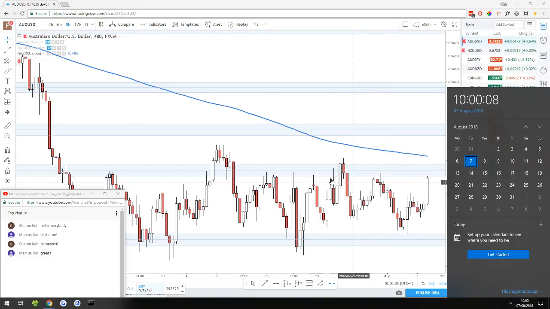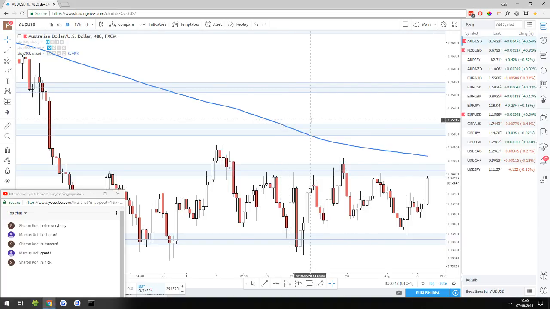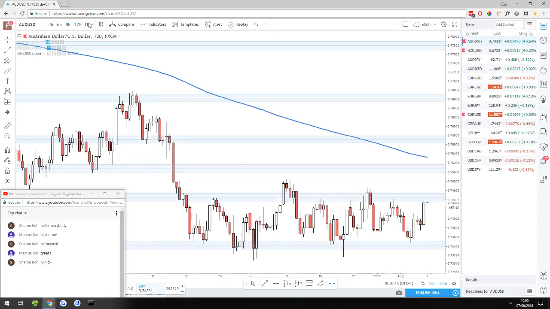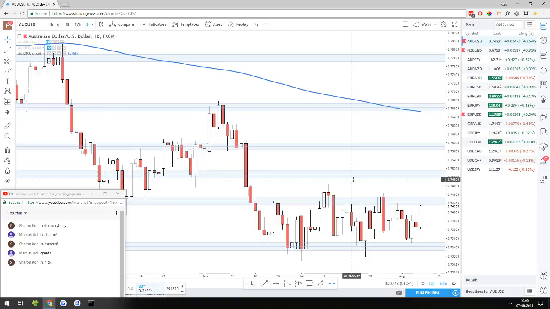Welcome to the analysis. Today is Tuesday, the 7th of August, 2018. Time is 10 a.m. here in the UK. You're looking at an AUDUSD daily chart. There we go. Now it's an AUDUSD daily chart.